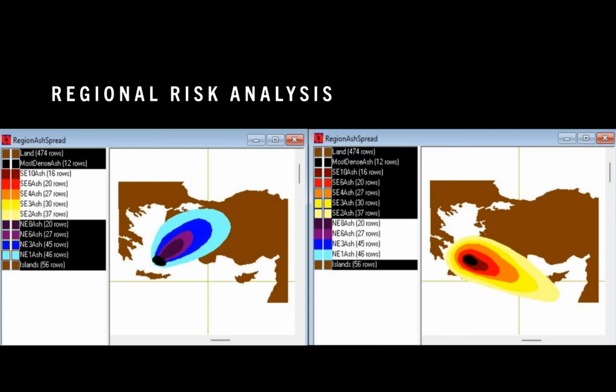For the northeast vent, you can see the black center was where the eruption occurred, and this is where the most dense ash was, between 100 and 750 centimeters. The dark purple was 8 centimeters deep ash, lighter purple was 6 centimeters, blue was 3, and light blue was 1. On the right, very similarly labeled, the black was 100 to 750 centimeters of ash, the maroon was 10 centimeters, the red was 6 centimeters, the orange was 4, the yellow was 3, and the lighter yellow was 2 centimeters of ash.